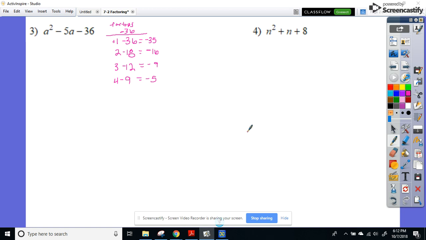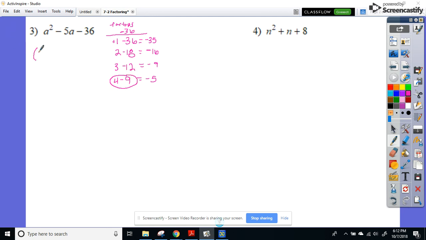Okay, so we picked up with finding factors of negative 36. We tried 1 and negative 36, 2 and negative 18. These all multiply together to give you 36. But the only ones that combine together to give you a negative 5, which is what we need right here, are the 4 and the negative 9.